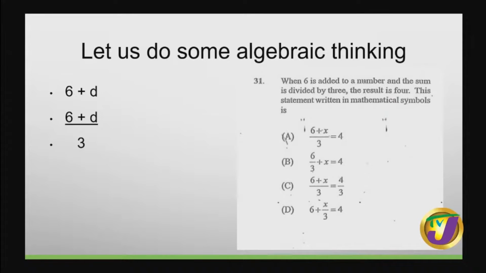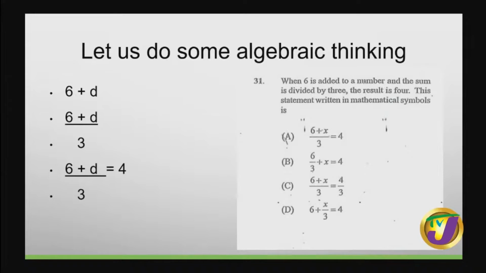Excellent. Is that it? It says the result is 4. Result means that we would have equal it to 4. So now we have 6 plus D divided by 3 equal 4. It's that simple, guys. Now look at your options there for number 31, one of your multiple choice items.